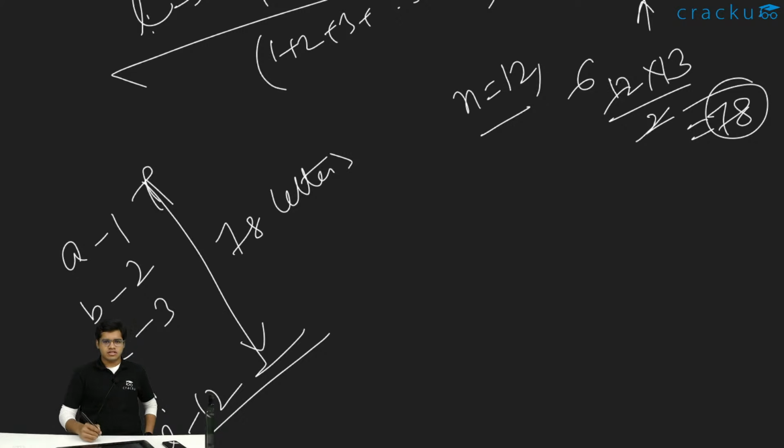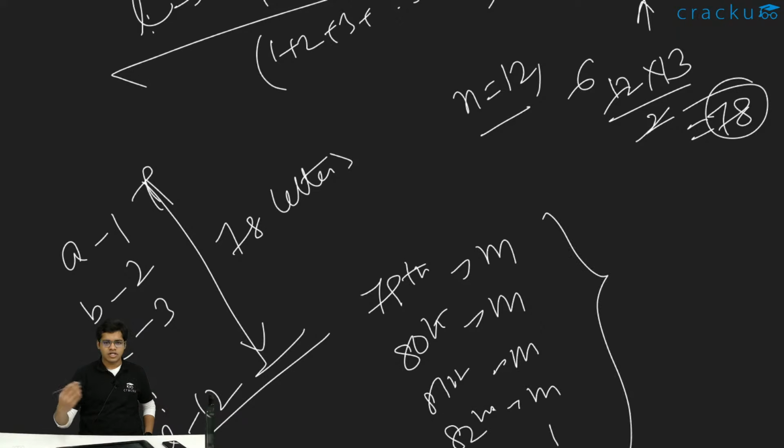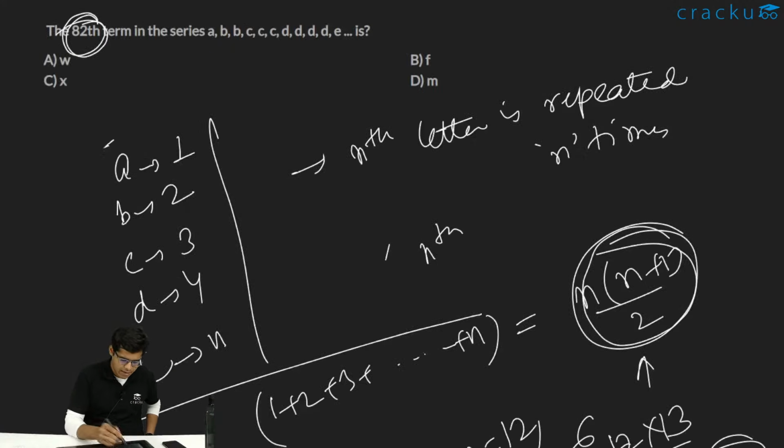So up to this, L has ended. So what will be the 79th letter? The 79th letter will be M, 80th letter will be M, 81st letter will be M, 82nd letter will be M, and like this it will go on. So M will be repeated 13 times. So the 82nd letter is what? It is actually M. So the correct answer is option D.